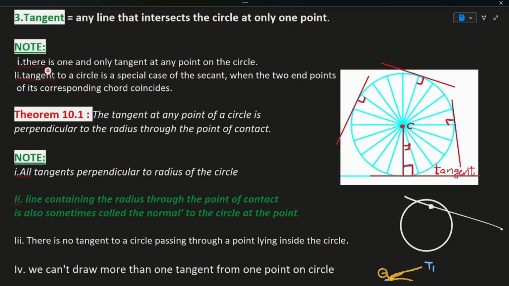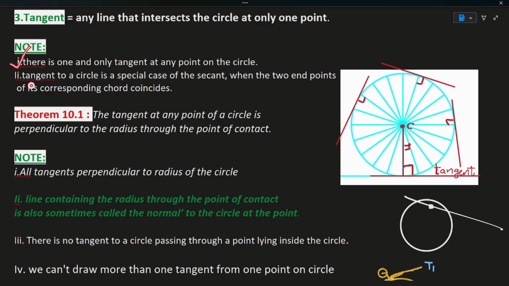There are some most important points to be remembered regarding tangents. Point number one is, there is one and only one tangent at any point on the circle. For example, at this point, we can observe one and only one tangent. I cannot observe more than one tangent at a particular point. At this point, I can have only one tangent. I can't get more than one tangent at a particular point. So this is point number one.